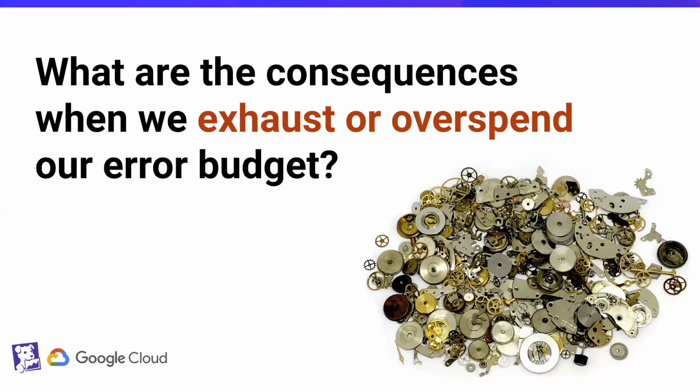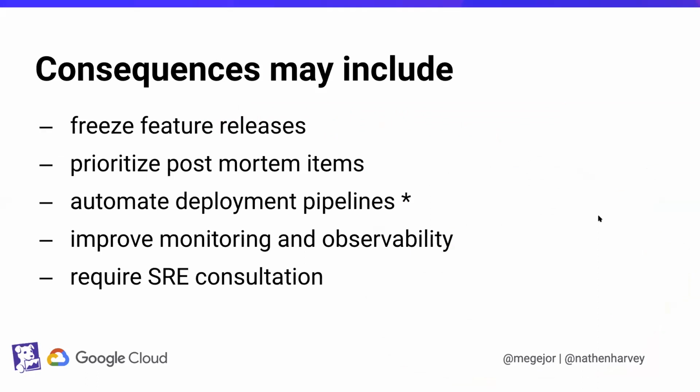What are the consequences? Well, SRE practices tell us that there are many different types of consequences. Now, maybe the most dramatic consequence is if we've consumed all of our error budget, we stop all new feature releases. And that doesn't mean that we stop all engineering work. What that means is that instead of focusing on feature releases, we prioritize the engineering work that we're doing around reliability of the system.